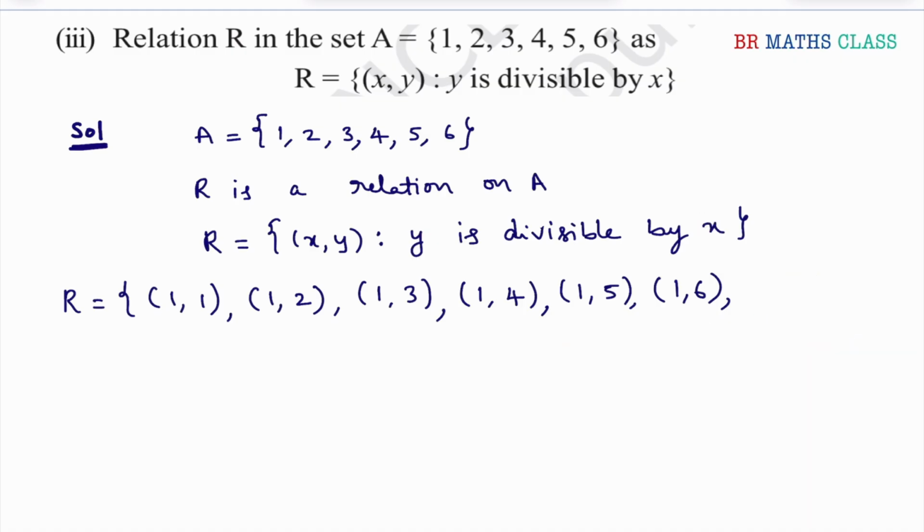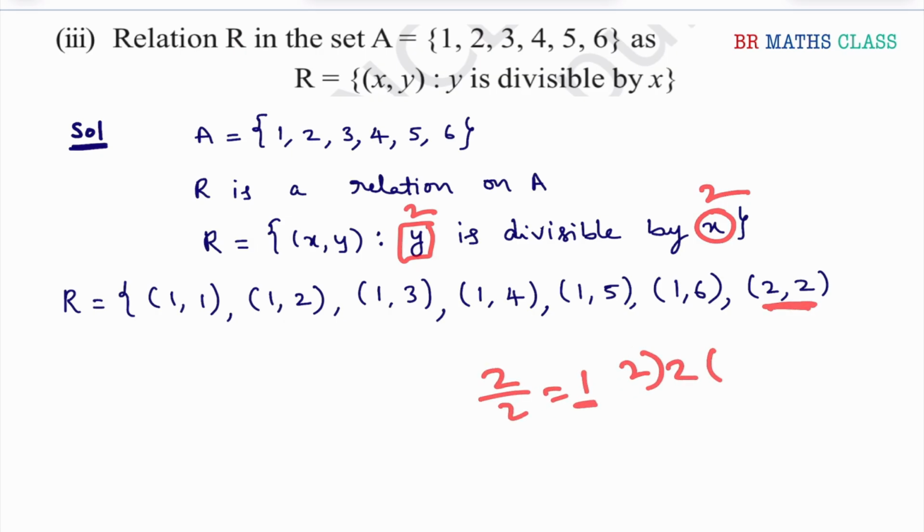Next, after 2 comma 1, what element will be there in A cross A? That is 2 comma 2. 2 comma 2 is there in A cross A. Now we will check that 2 comma 2 satisfies this condition or not. In place of y 2, in place of x also 2, right? Is 2 divisible by 2? Yes, 2 is divisible by 2. 2 by 2 is 1. It is an integer, right? Yes, 2 comma 2 belongs to this relation. Now like that you need to check every element in A cross A.